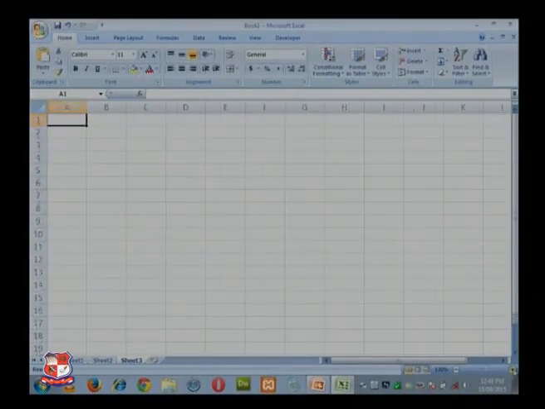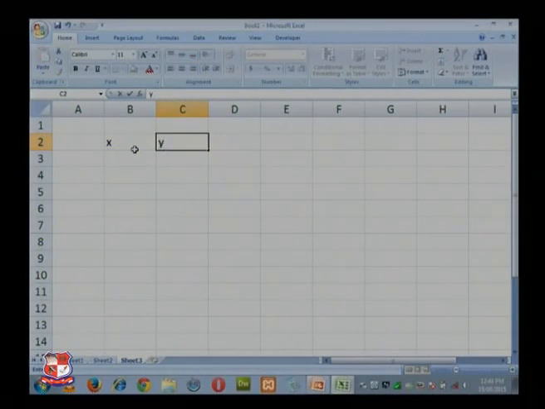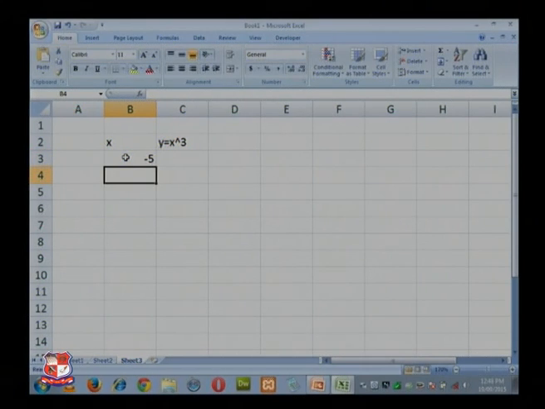You take a new sheet, and then we will... our function: x is the independent variable, so we can take any values of that, and y is equal to x cube. Let us draw it from minus 5 to 5 with an interval of 0.2.